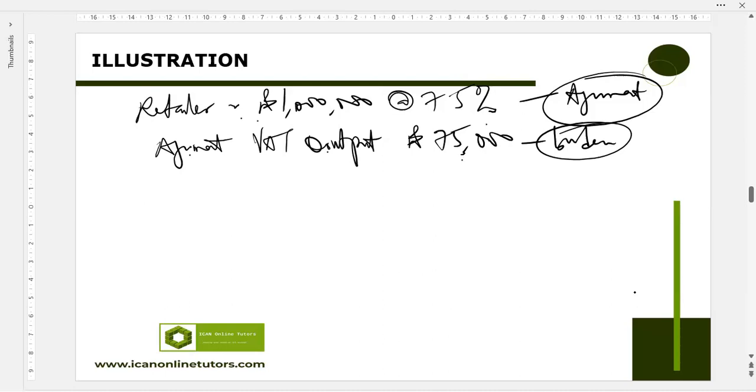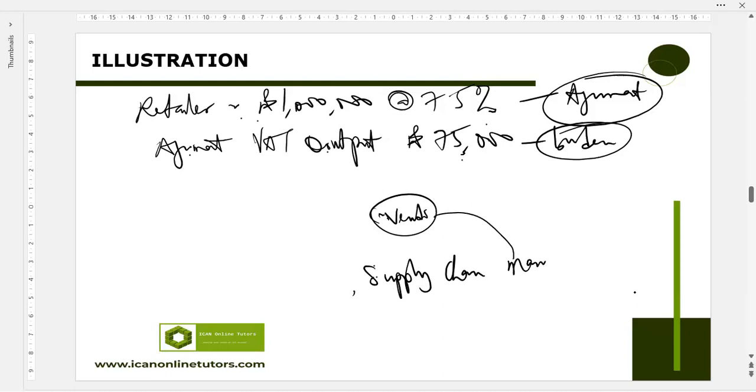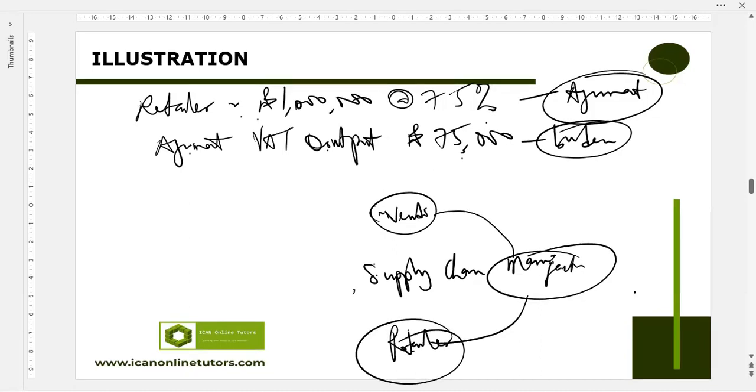So look at it through the supply chain: from the vendor to the manufacturer, from the manufacturer to the retailer, then from the retailer to the final consumer. Do you understand? So that's the supply chain.